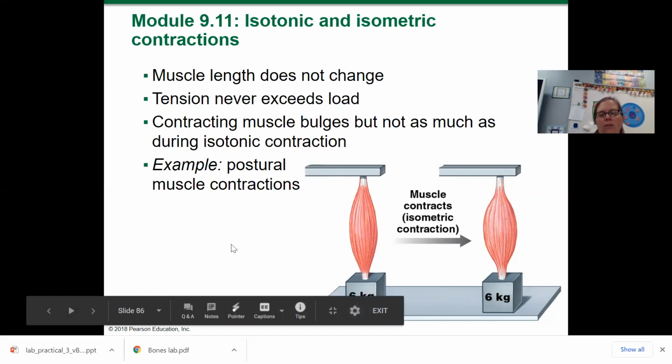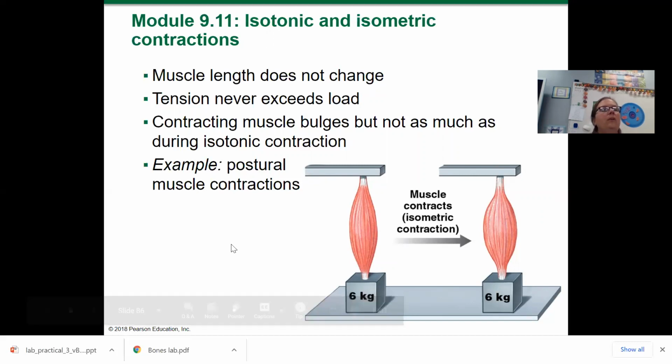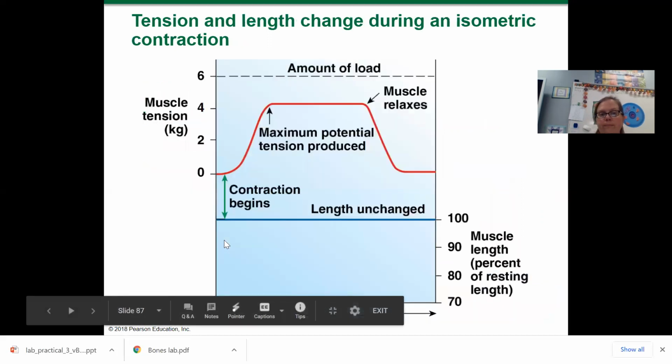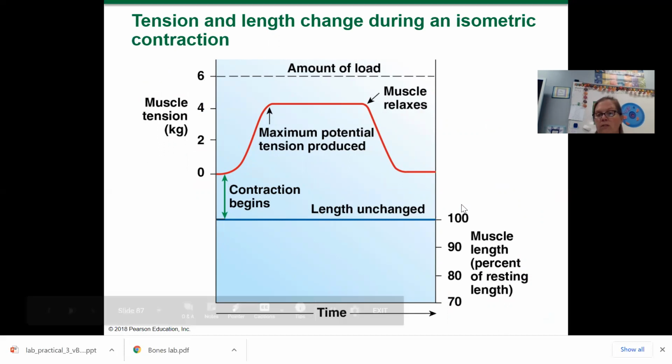And so the example that we're using, we used isotonic to lift and lower the cadaver, but the muscles making you stand there in the gym or in the lab, that would be isometric. The difference here is this blue line. The length of the muscle doesn't change. It's just kind of stabilizing.